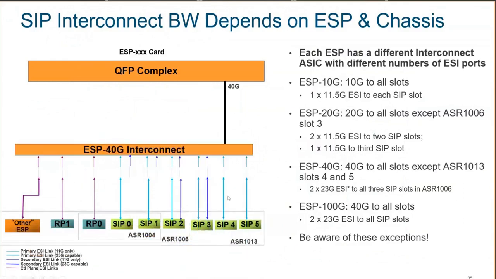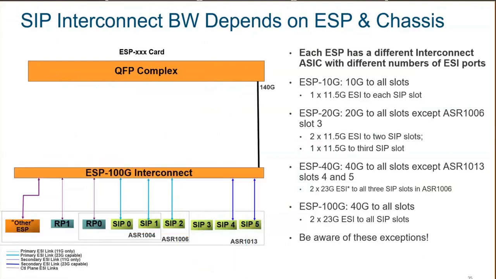For 40 gig, you can house more SIP. But if you see the last two, you'll have only 2 links, I mean, a single link for this, 1 into 10 Gbps. 100 gig is again the same. It will have 140 gigs of capacity internally.